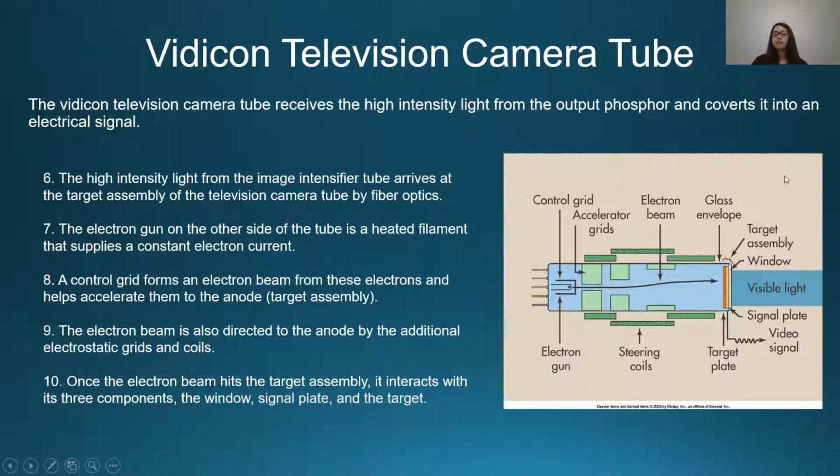And so now we're going to jump to the other side, and over here we have an electron gun, which is a heated filament that supplies a constant electron current. A control grid is also going to help form the electron beam from these electrons and help accelerate them to the anode or the target assembly. The electron beam is also directed to the anode by the help of these additional grids and steering coils. Now once the electron beam hits the target assembly, it's going to interact with its three components, which is the window, the signal plate, and the target.